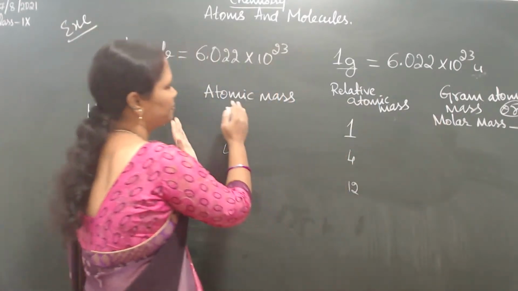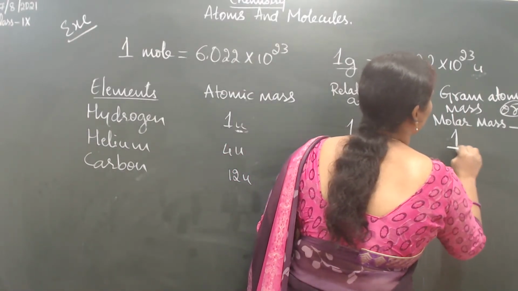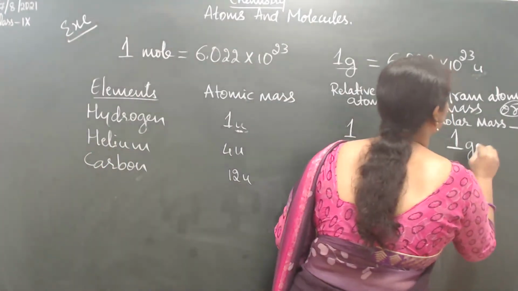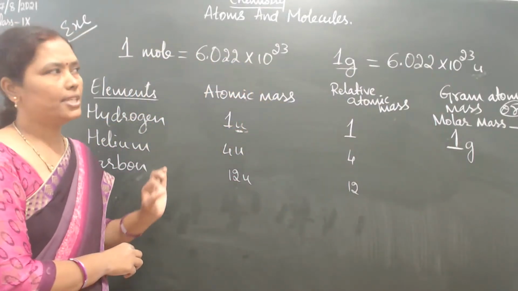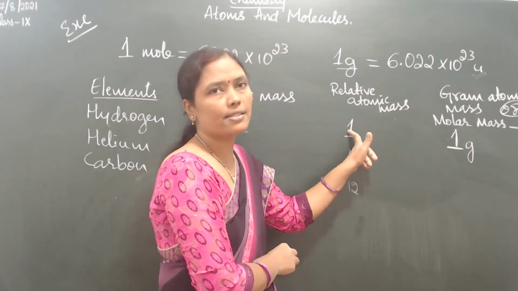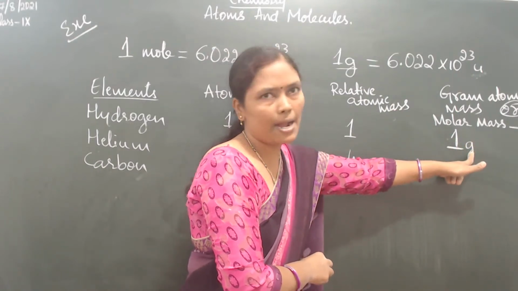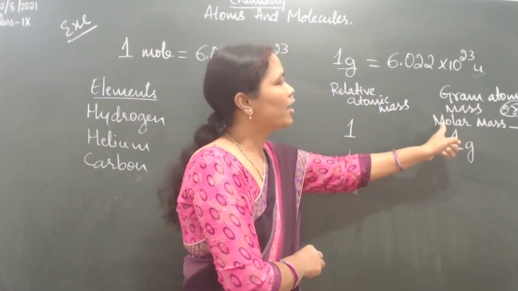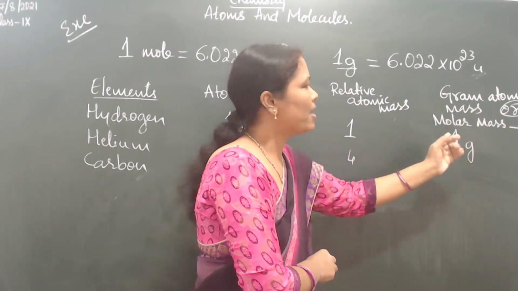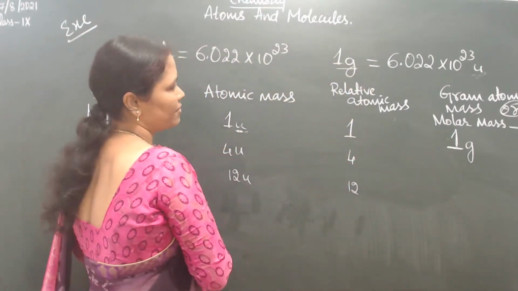For the relative atomic mass, this value we take, that is 1. Instead of the unit, we use G, that is gram. In front of this relative atomic mass we use the gram, and then we call it the gram atomic mass. This is also called the molar mass of a hydrogen atom. Then, what is the gram atomic mass of helium?